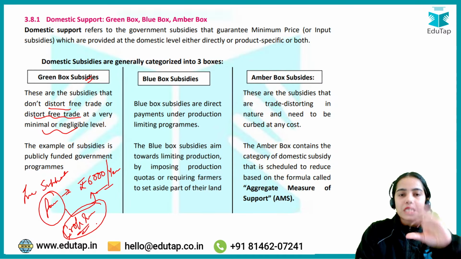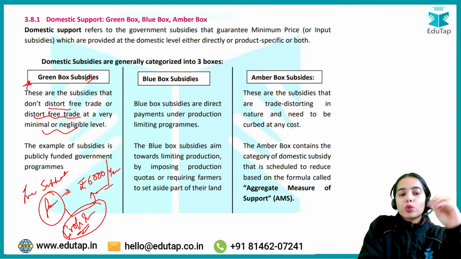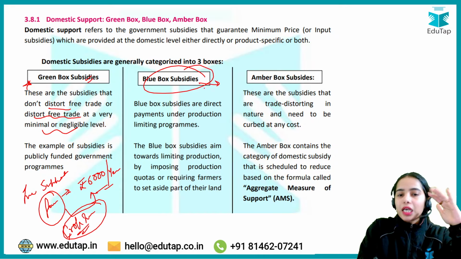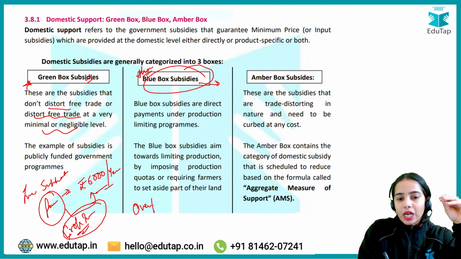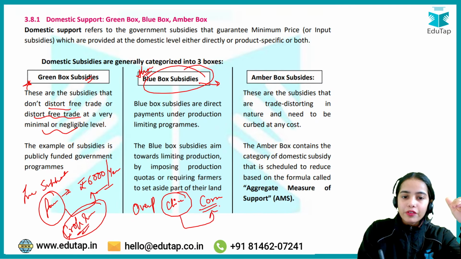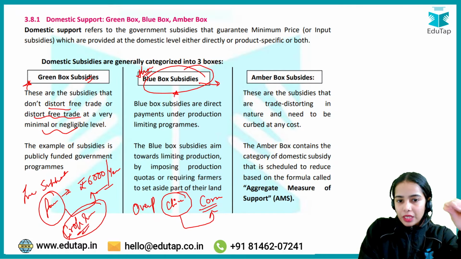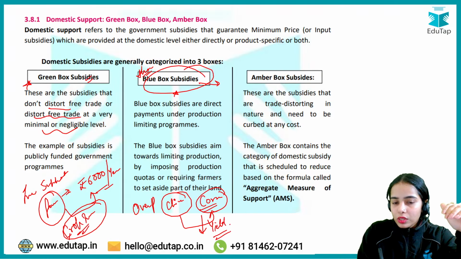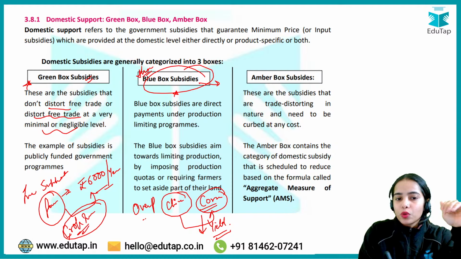So such kind of subsidies are considered the green box subsidies that do not distort the price or the quantity in the market. Blue box subsidies are also allowed. If there is overproduction, let's say in India or in China there is overproduction of corn, the Chinese government can give the farmers a blue box subsidy to restrict the production of corn, to decrease the yield of corn, so that the overproduction can stop.